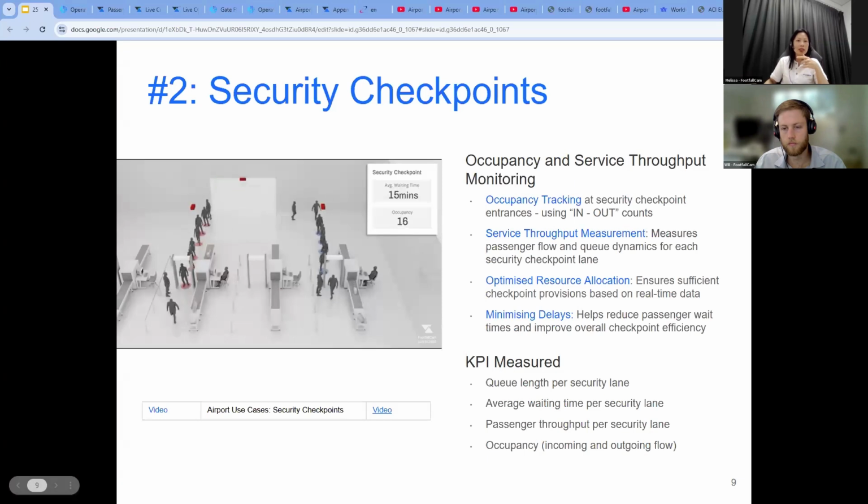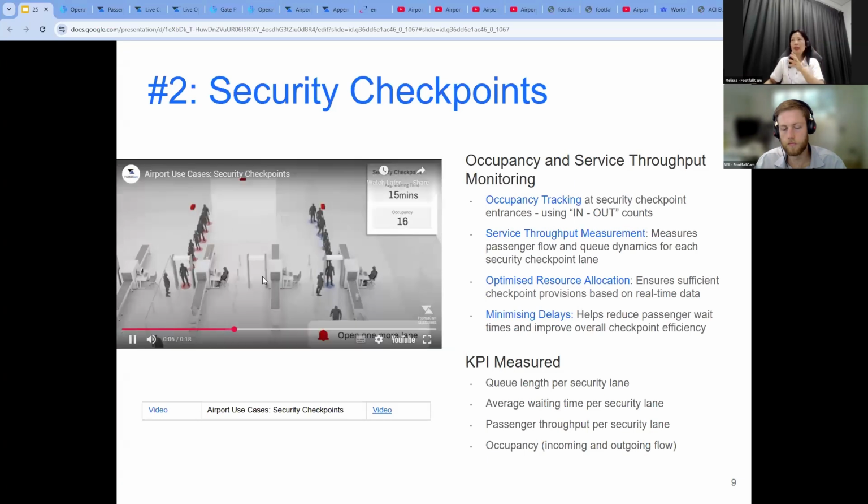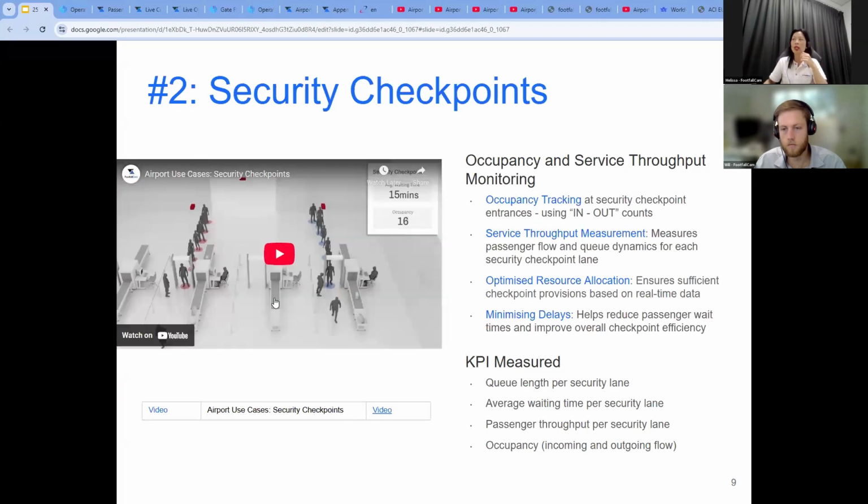This includes both the queue build-up and how fast it clears. With these insights, airport operations can dynamically allocate resources. You would tell them, open 1 more lane. And when it's open, people move into it, and the queue size and queue time reduce as well. So this is how we dynamically allocate resources. The result is fewer bottlenecks, shorter wait times, and improved checkpoint efficiency.